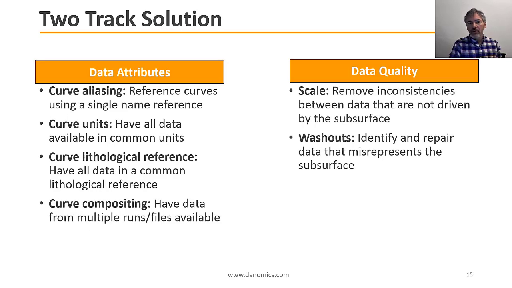So the way I want to deal with this is by taking the two-track solution. The first track is going to deal with the data attributes. Those are the structural problems I talked about, things like curve aliasing, units, lithological references, and compositing. And the second track is going to be focused on data quality, so looking at inconsistencies in data scale that aren't driven by the subsurface, and also looking at washouts and how we deal with errant data.